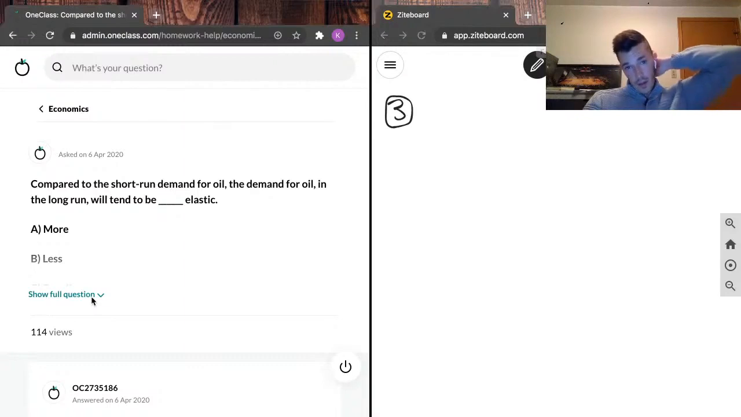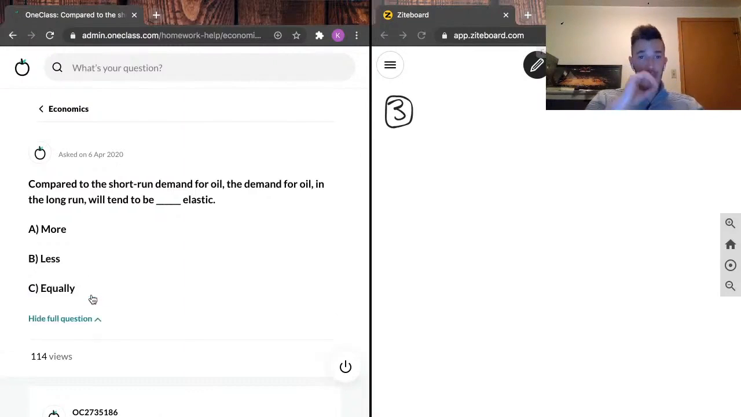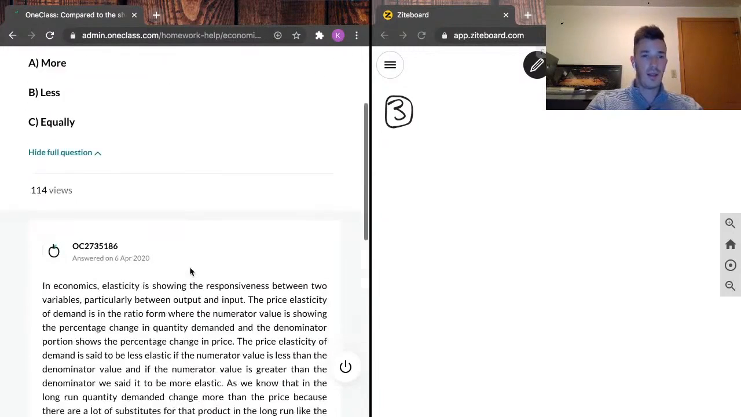Third question reads as follows. Compared to the short run demand for oil, the demand for oil in the long run will tend to be blank elastic. Possible answers are A, more elastic, B, less elastic, C, equally elastic.